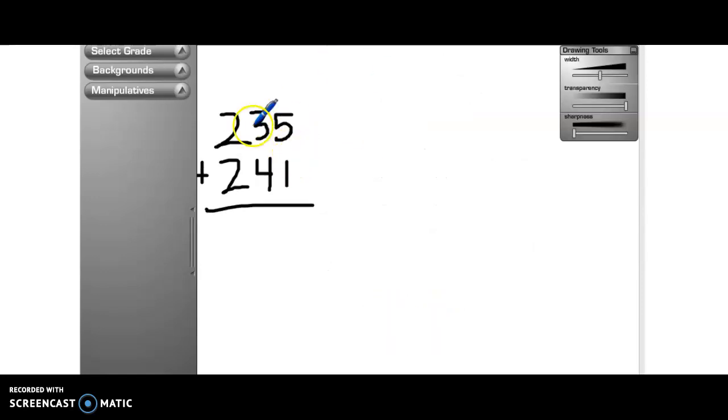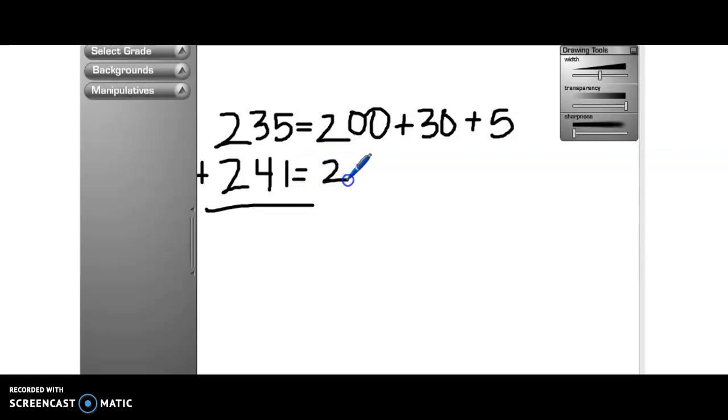Let's try this one. So I have 235, so that would equal 200 plus 30 plus 5. I'm just going according to place value. The next one is 241, so I would do 200 plus 40 plus 1.